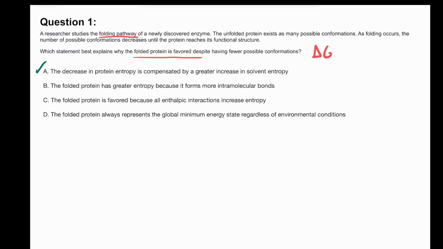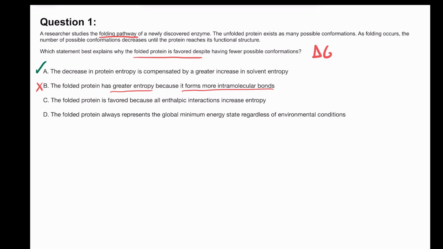B. The folded protein has greater entropy because it forms more intramolecular bonds. So one thing that's right off the bat wrong with this answer choice is we're talking about greater entropy because we're forming bonds. So if you're forming intramolecular bonds, you're decreasing the randomness. Think about it. If you're making bonds and forcing peptides to stay in one particular orientation, you're decreasing the amount of movement, you're decreasing that randomness, and so you're decreasing entropy because entropy can be thought of as randomness. So that answer choice is wrong.